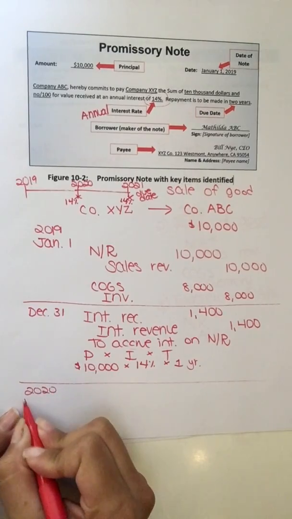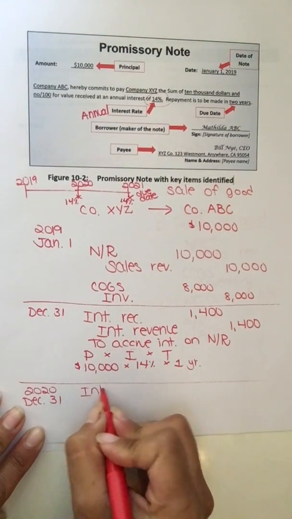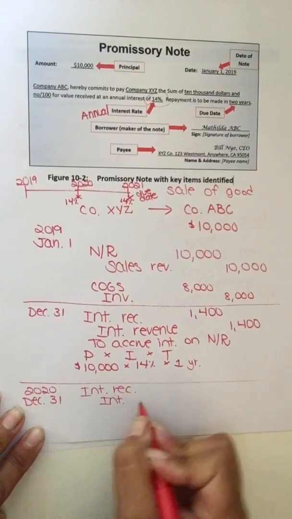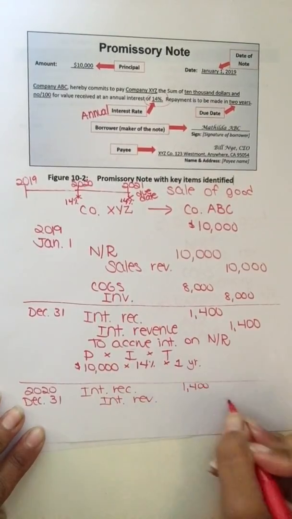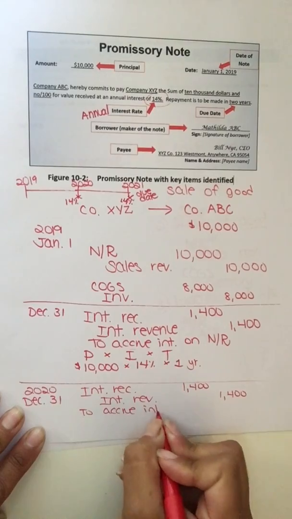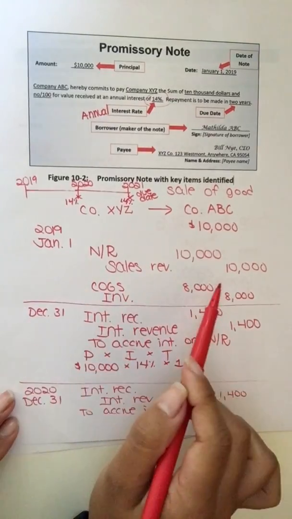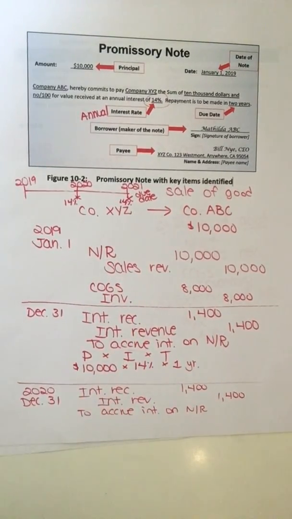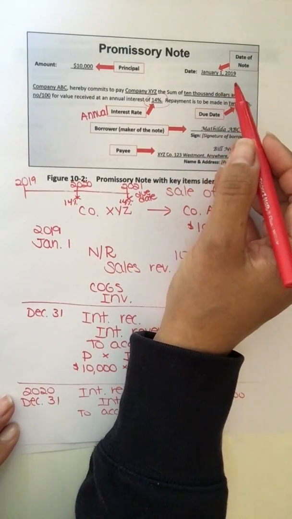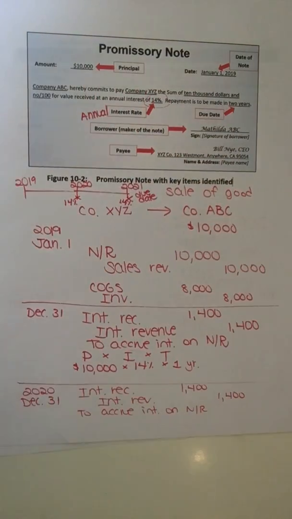In 2020, December 31st, you need to make another adjusting journal entry to record the other 1 year's worth of interest. It's going to be the exact same journal entry. Interest receivable, interest revenue, 1,400. Okay? To accrue interest on note receivable. Easy peasy. So we have our journal entry to create the note and to record interest. Now, January 1st, 2021, company ABC owes us the $10,000 plus the 2 years worth of interest. So let's see what that would look like.